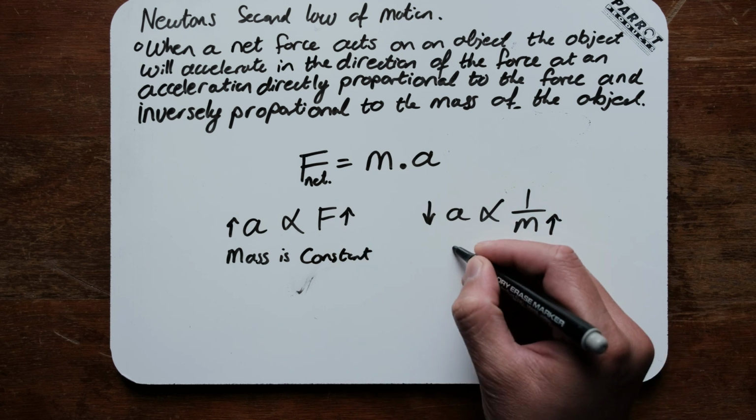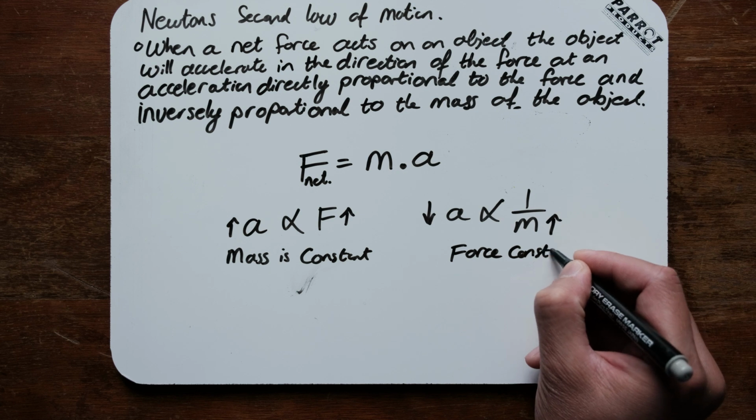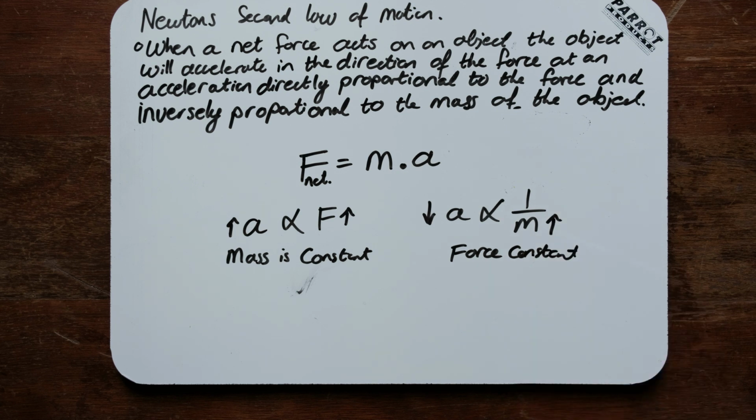But in this case, force should be constant. Now, what we have learned before is that we can apply this to almost every single situation. We have learned the different situations of objects on a flat plane, objects on a slope, and objects on a vertical plane.